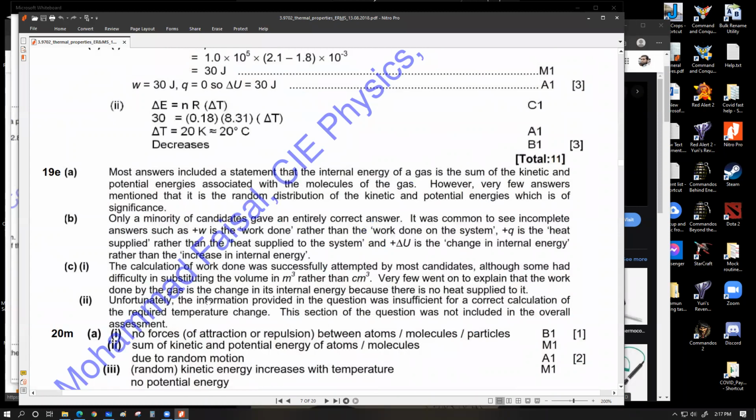Okay, unfortunately the information provided in the question was insufficient for a correct calculation of the required temperature change. Yes, this section of the question was not included in the overall assessment. This is the first thing that I told you, that we do not have enough information to go for the calculation. So this is actually a flawed calculation.